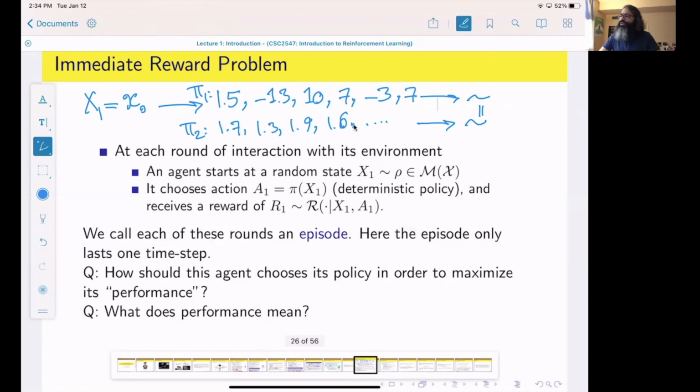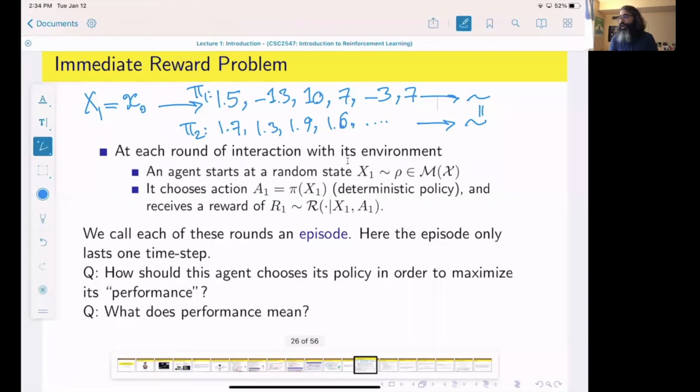Right, that's a good point, but this is because the time step is only one. So we assume that each episode is independent from the previous one. But we will get to that temporal discounting very soon.